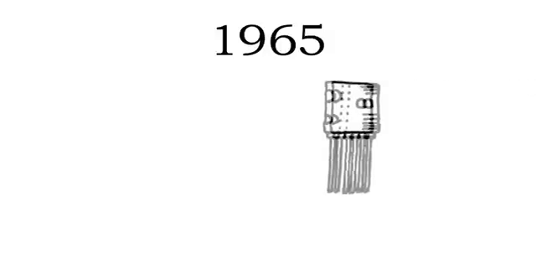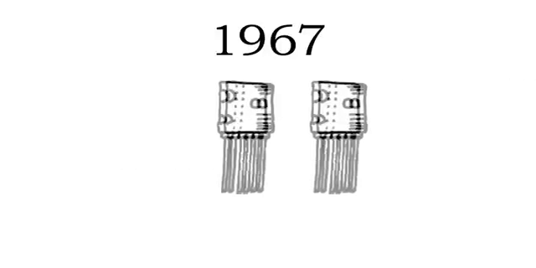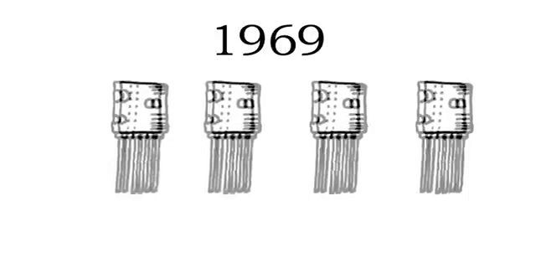In 1965, Gordon Moore made a prediction. He said that the number of transistors on a chip will double every 2 years. Gordon Moore was born in San Francisco in January 1929. His prediction was called Moore's Law.